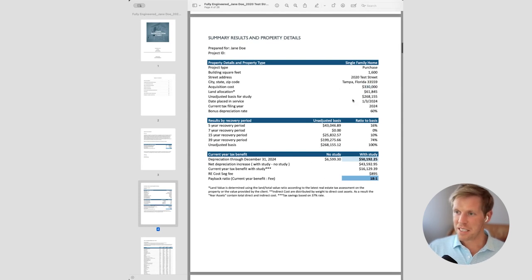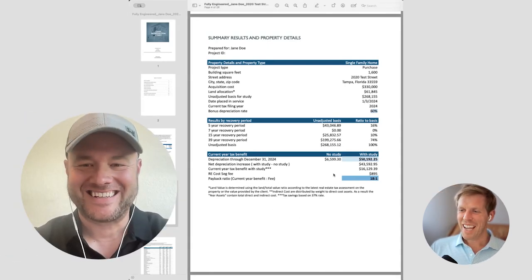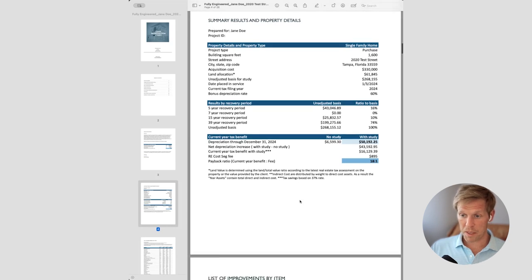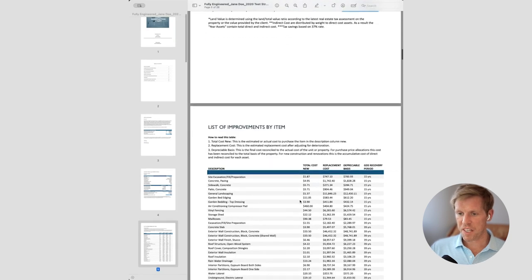This is a $330,000 acquisition cost. Allocation of land was $61,000. So the unadjusted basis of what we're depreciating is $268,000. And this is an older one, back in the old days when you only had 60% bonus. Those terrible days back then. We show you right here, if they had bought this property and put it into service and just not done a cost seg, they would have had $6,600 of depreciation. But even with the 60% bonus, we got them to $50,000.